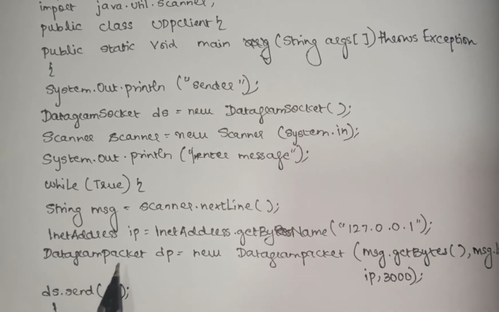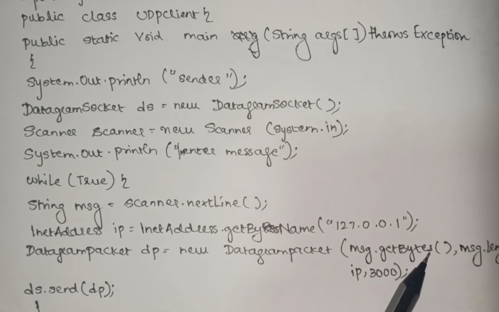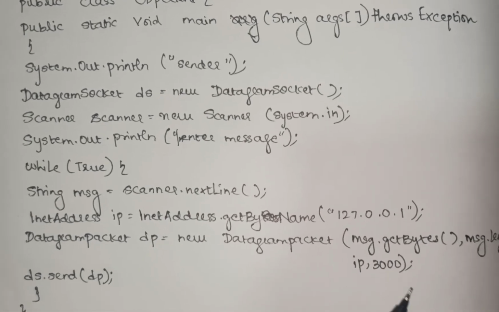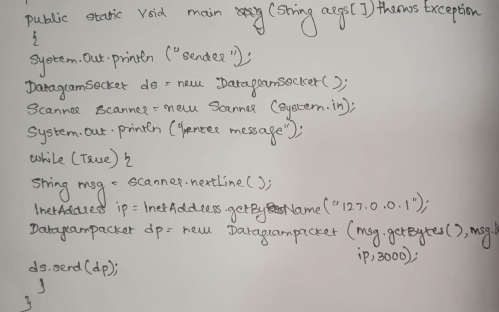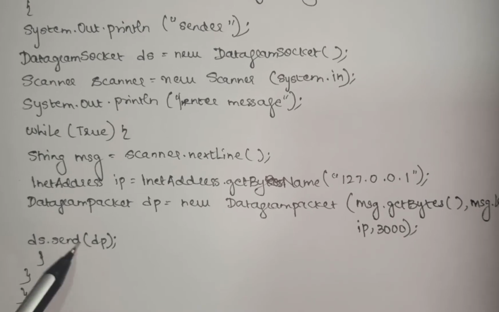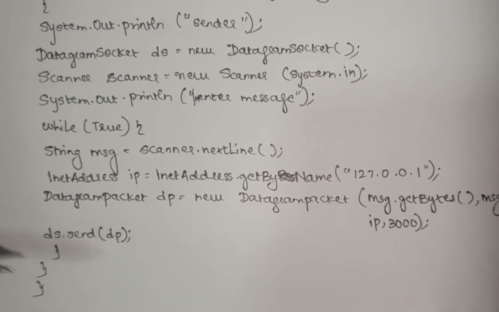Then you have the DatagramPacket, that is it will send the bytes of the data and the length of the message, and the IP address and the 3000. So yeah, that is the port number. Then you have ds.send in order to send the message from the client to the server. So this was about the client program.